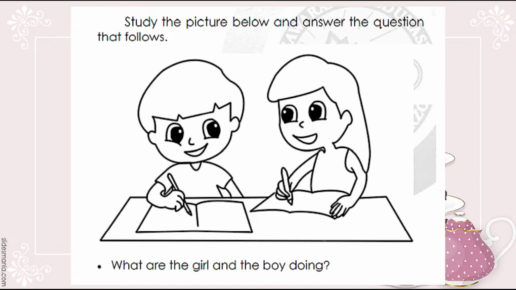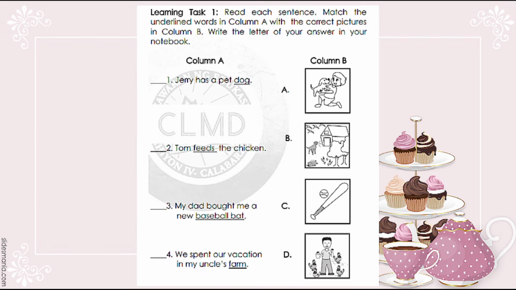What are the girl and the boy doing? Correct, they are writing. For our learning task 1, read each sentence. Match the underlined words in column A with the correct pictures in column B. Write the letter of your answers in your notebook.